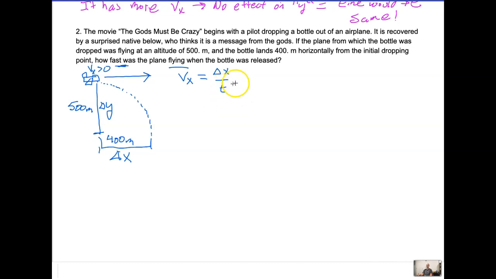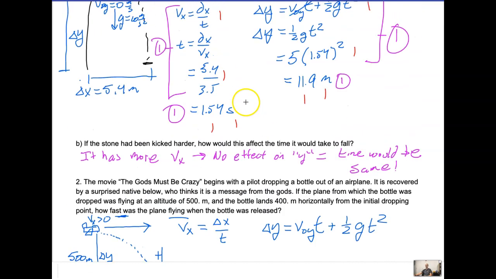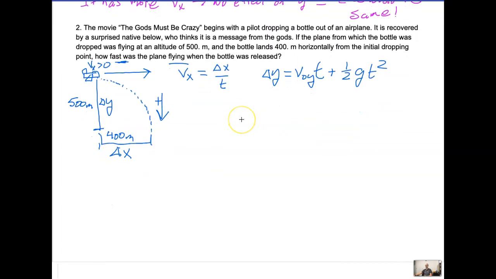We don't know the time, but we do know we can use the equation delta y is equal to v0y times t. Remember, this is the original speed in the y, plus 1/2 of gravity times time squared. Why is gravity positive? Well, just like in the last case, down is positive because that's the direction of motion. If we look at the previous problem, same thing. As we move in this direction, it is positive, so everything is positive there. I meant to mention that earlier and forgot.